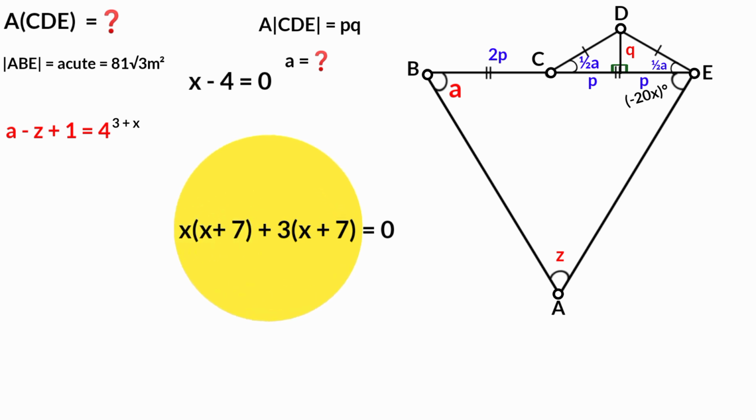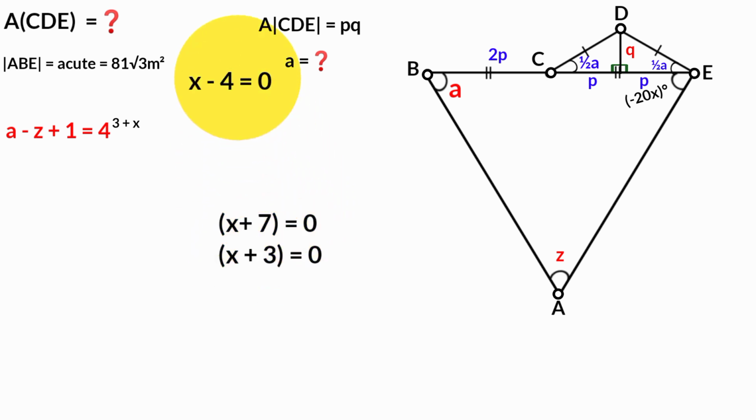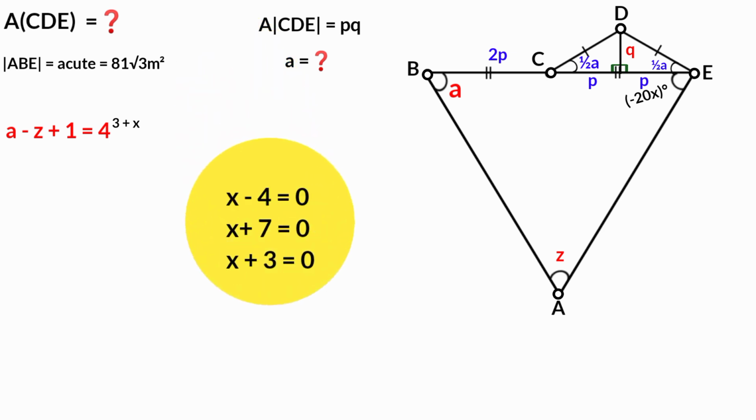Now from x open bracket x plus 7 plus 3 open bracket x plus 7, since x plus 7 is common, we factor it out. Now x plus 7 times x plus 3 equal to 0. And from this, either x plus 7 equal to 0 or x plus 3 equal to 0. Recall here also we have x minus 4 equal to 0. If we make x the subject in all three equations, x equal to 4, or x equal to minus 7, or x equal to minus 3.